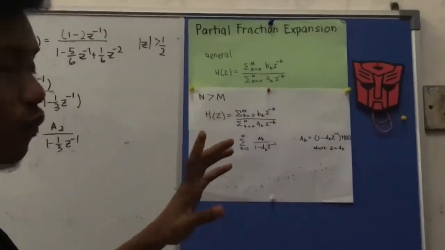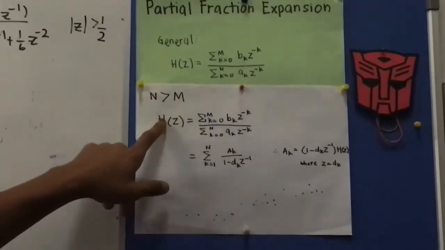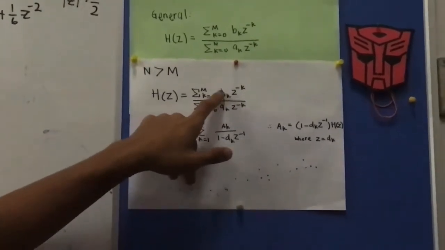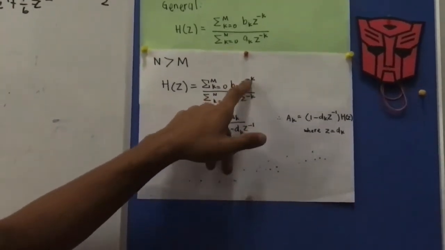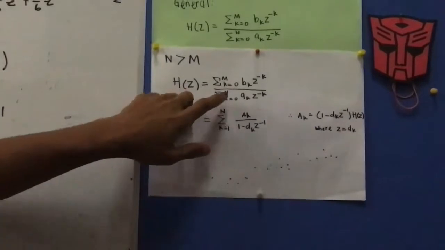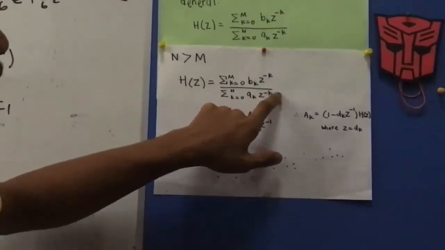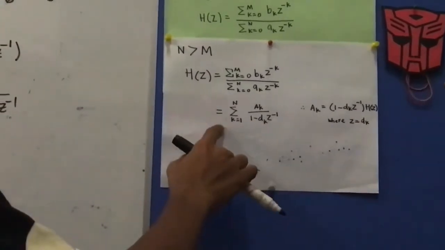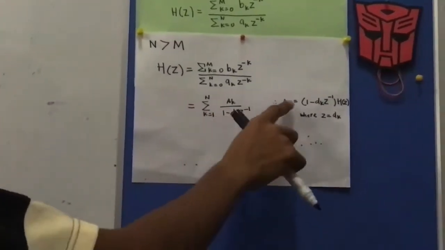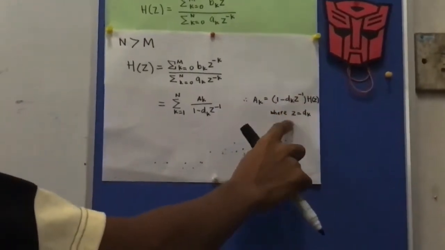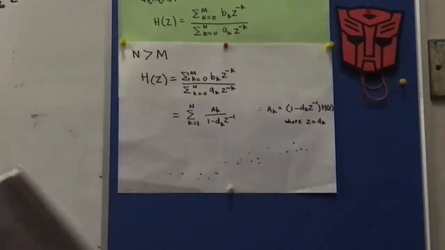So for N bigger than M, for the H(z), the equation is the summation of k equal to 0 to M of b_k z^(-k) over the summation of k equal to 0 to N of a_k z^(-k). So the final equation is like this: A_k equals (1 minus d_k z^(-1)) H(z), where z equals d_k. We're going to show the example.